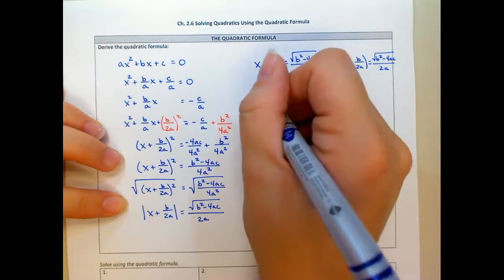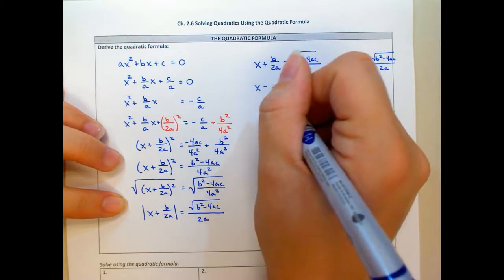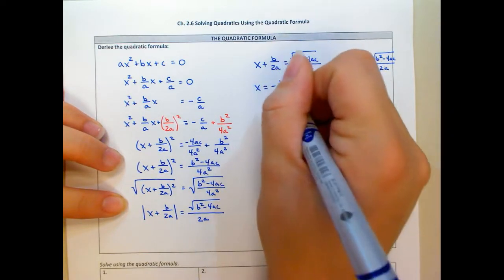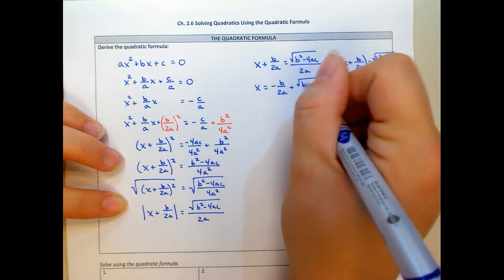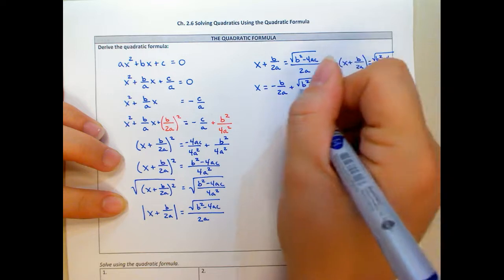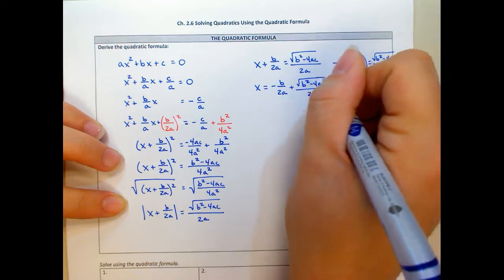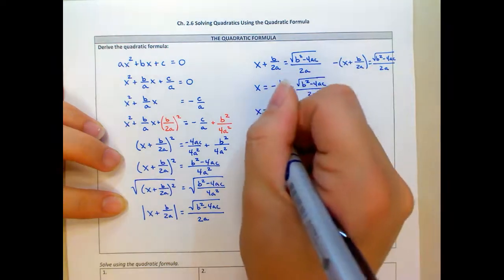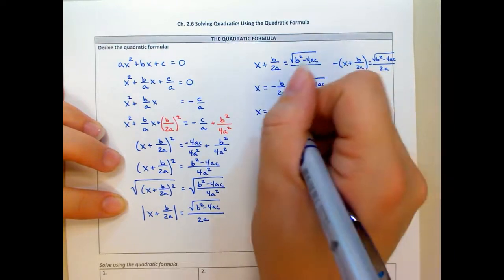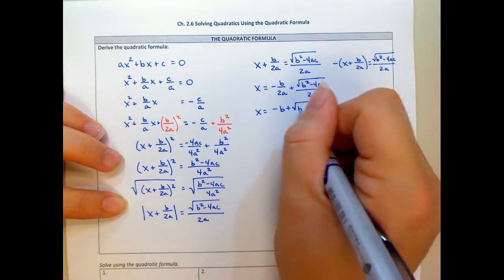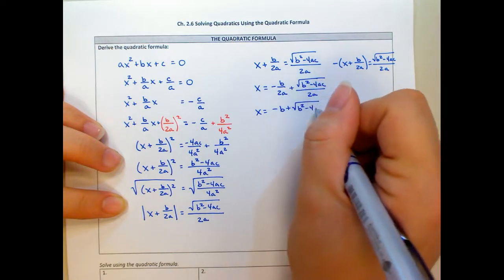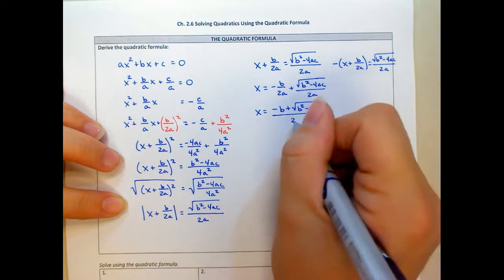So the first one we would simply subtract the b over 2a, so that would be negative b over 2a plus the square root of b squared minus 4ac all over 2a. Okay, and if we were to put this together under one single fraction, they have the same denominator. We would have negative b plus the square root of b squared minus 4ac all over 2a.